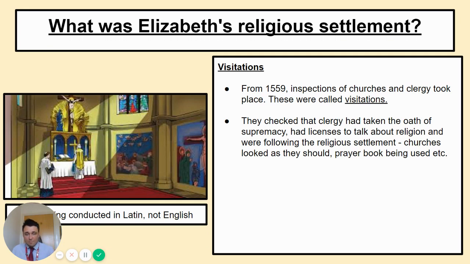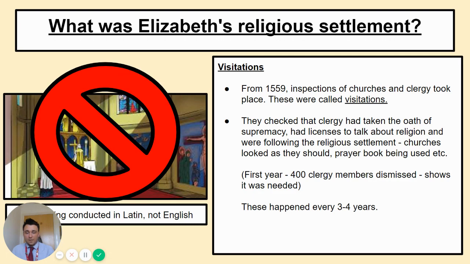What if a member of the Privy Council walked in and they saw this happen during their visitation? Well, then the person would be in trouble. And look, it showed it was needed because in the first year, 400 clergy members were dismissed, which shows some members of the clergy were prepared to swear an oath to Elizabeth. I swear I'll do exactly as you've told me, and then just ignore that straight away.